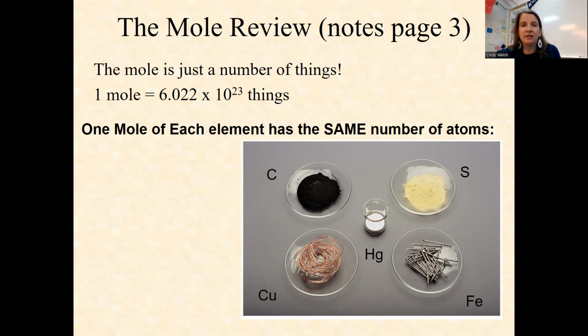A mole is telling us that there's a certain amount of some things, but it's 6.02 times 10 to the 23 of those things. And the reason why we have the concept of the mole is because those atoms are just so small to count. And so the mole gives us a bigger quantity of something to work with when we're trying to do our chemical reactions and things.